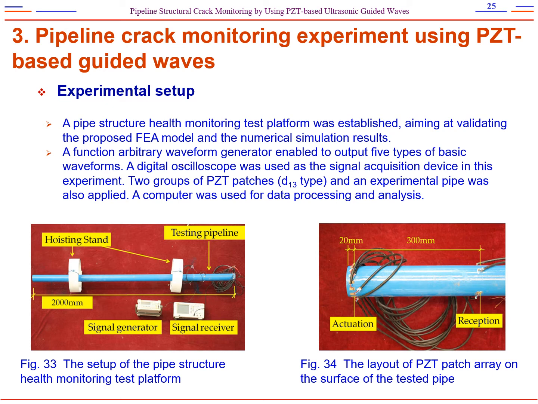A pipe structural health monitoring test platform was established, aiming at validating the proposed FEA model and numerical simulation results. A function arbitrary waveform generator enabled to output 5 types of basic waveforms. A digital oscilloscope was used as the signal acquisition device in this experiment. 2 groups of PZT patches and an experimental pipe were also applied. A computer was used for data processing and analysis.